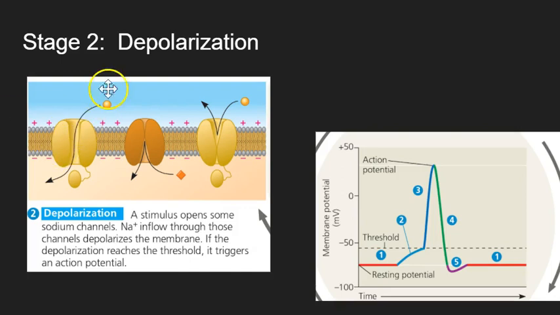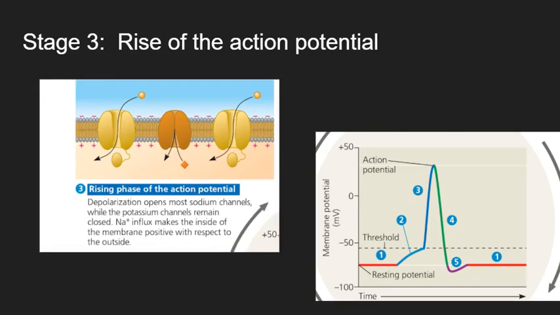As some sodium channels open, sodium ions rush into the cell and start to depolarize or change the membrane charge of the neuron. Once the threshold is reached, the action potential will fire. Firing of an action potential is an all or nothing event.